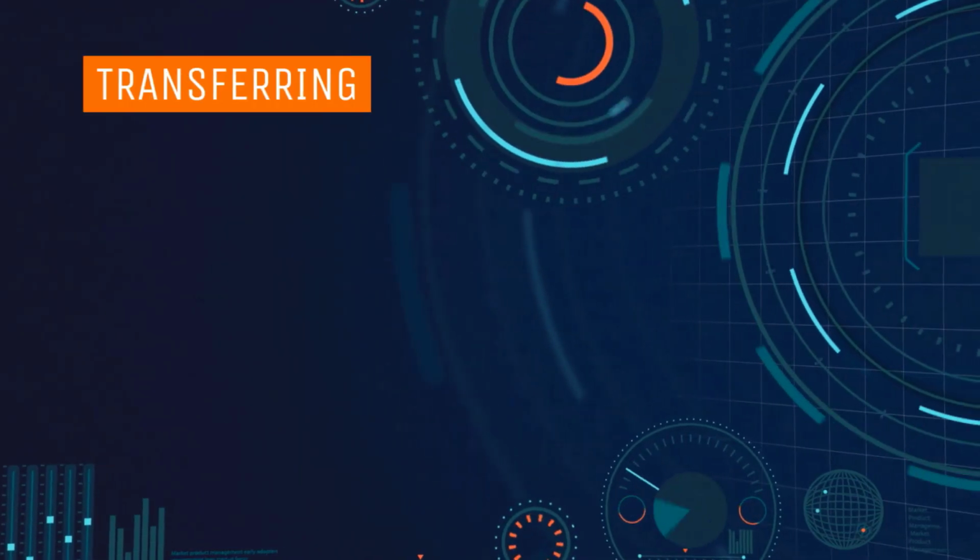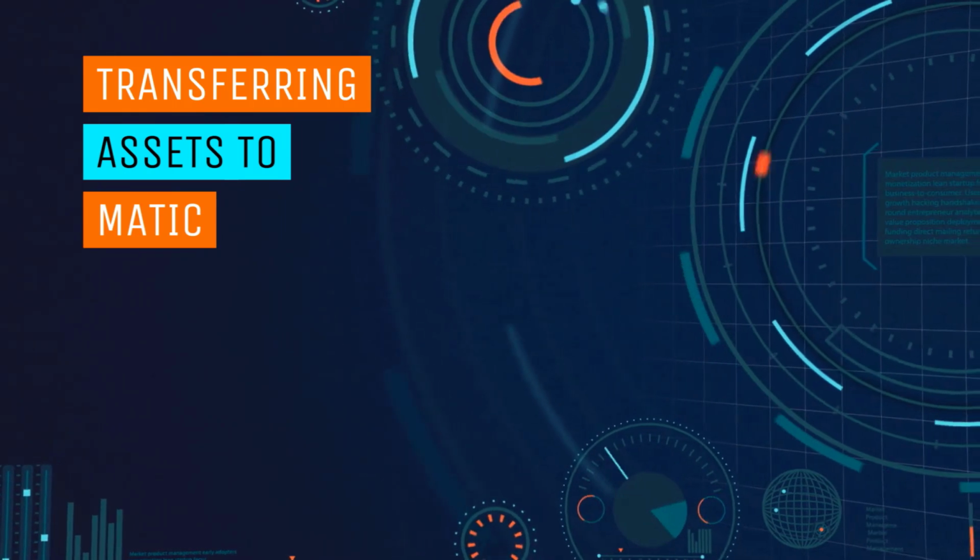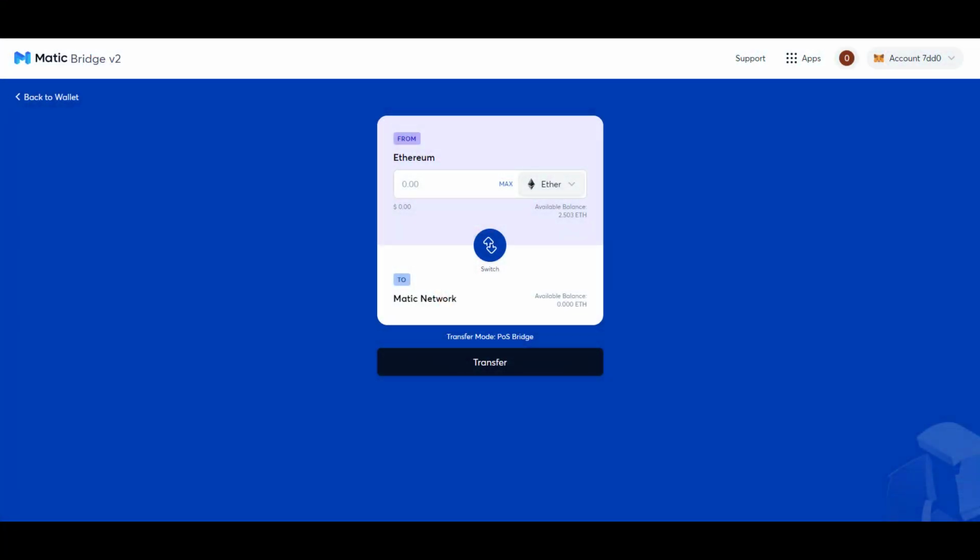Alright, to get started, I'm going to show you guys how to transfer your assets from Ethereum to the MATIC network. The first asset you should transfer over is MATIC, because on the MATIC network, unlike Ethereum, you're going to need MATIC to pay for transaction costs.